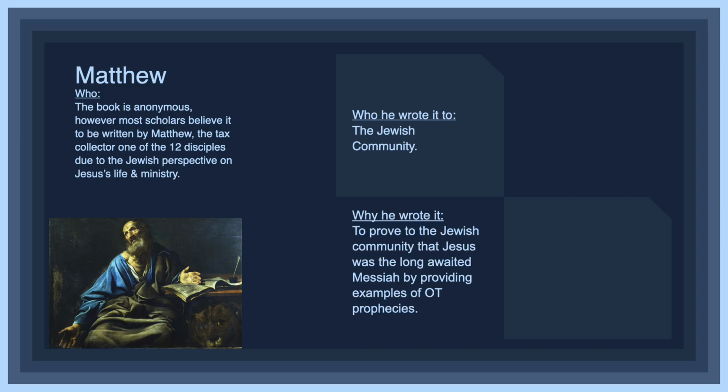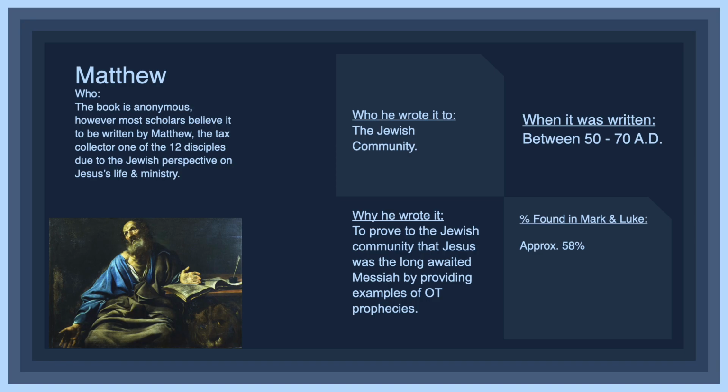And why? It was to prove that Jesus was who he said he was, and he wanted to prove to the Jewish community that he was the long awaited Messiah. And he used a lot of prophecies and references to the Old Testament. So when we read Matthew, we're going to notice that he uses a lot of Old Testament references and prophecies. It was written between 50 and 70 AD, and approximately 58% of the material found in Matthew can also be found in Mark and Luke.